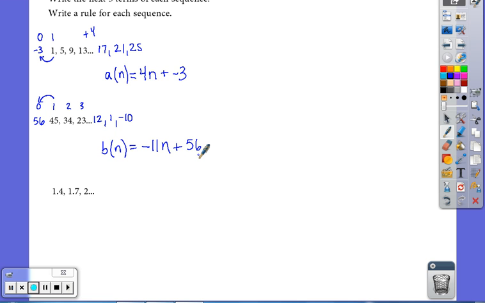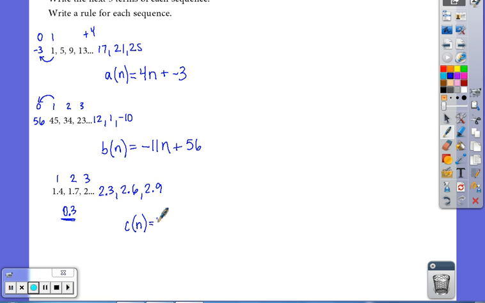Last, I have some decimals, everybody's favorite friend. So my first term is 1.4, my second term is 1.7, my third term is 2. What is the common difference here? In this particular case, it happens to be a decimal value of 0.3. So my next 3 terms will be 2.3, 2.6, and 2.9.